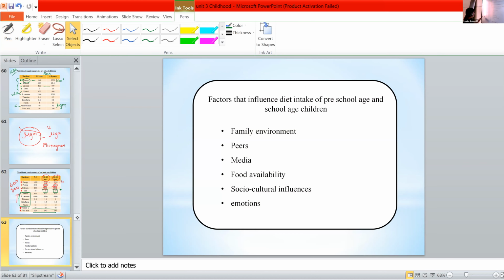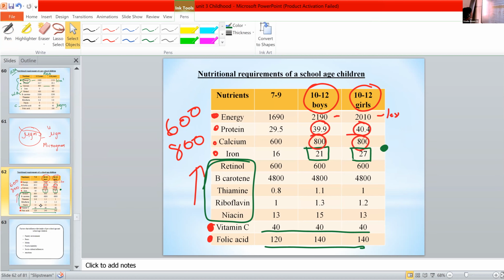Then there are certain factors that influence the diet intake of preschool age and school age children. What are the factors that affect your food intake? The factors affecting the diet behavior or food intake of an individual. Sana, give any 2 points. Factors affecting our diet behavior, food intake, food habits. Any two. Reena, Meghna also think.